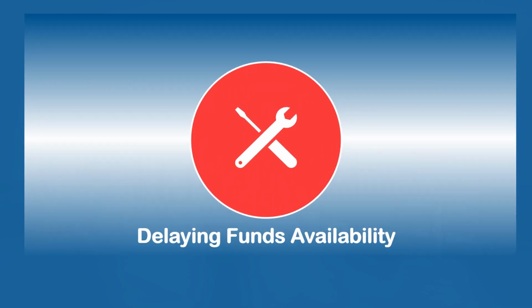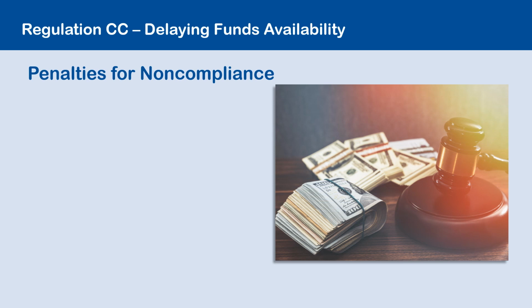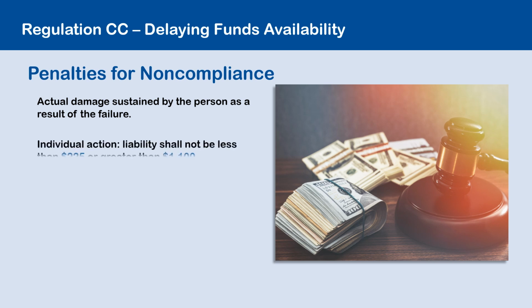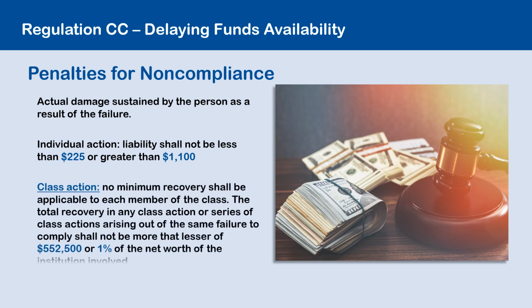Delaying the funds availability. Banks and credit unions can receive penalties for non-compliance. The penalty can be the actual damage sustained by the customer as a result of the failure. The bank also can be held liable for individual liability no less than $225 or greater than $1,100. The total recovery in any class action suit or series of class action suits shall not be more than the lesser of $552,500 or 1% of the net worth of the institution involved.